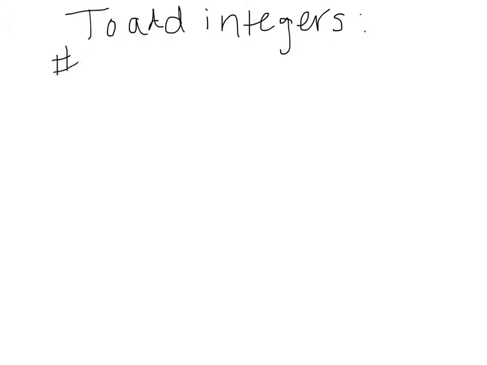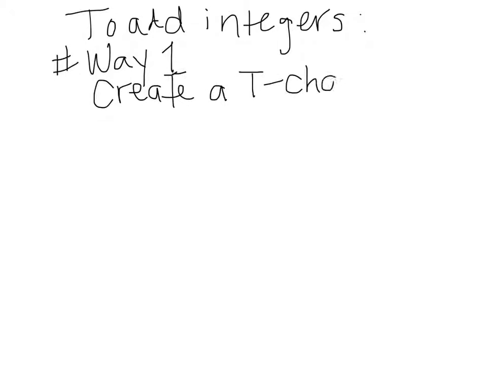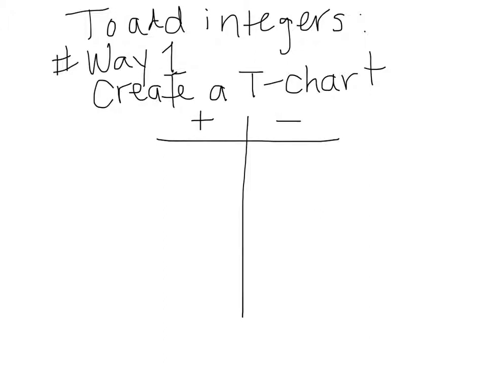Okay, so to add integers, this is way one. Create a T chart. One side has positives, the other side has negatives.